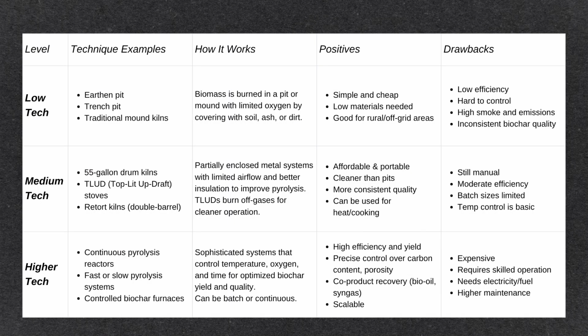The drawbacks are that these are still very manual processes. They only have moderate efficiency. The batch sizes can tend to be limited, and the temperature control is still not exactly dialed in. This is a great application for somebody like a small farm or a small operation that has the space to be able to build and utilize this, but is not making biochar at huge quantities with great turnover.